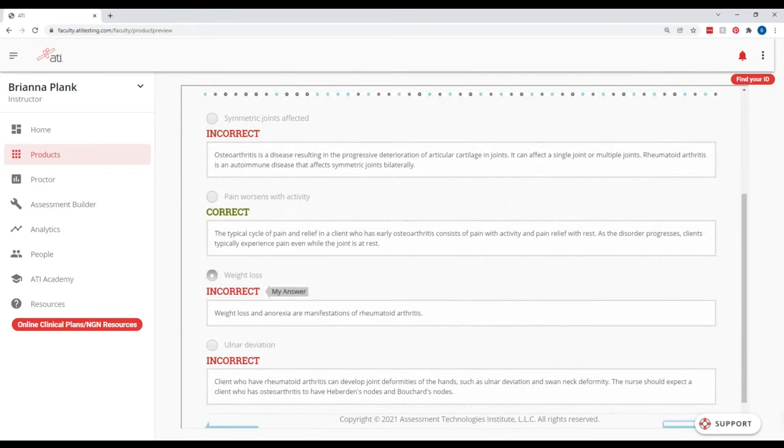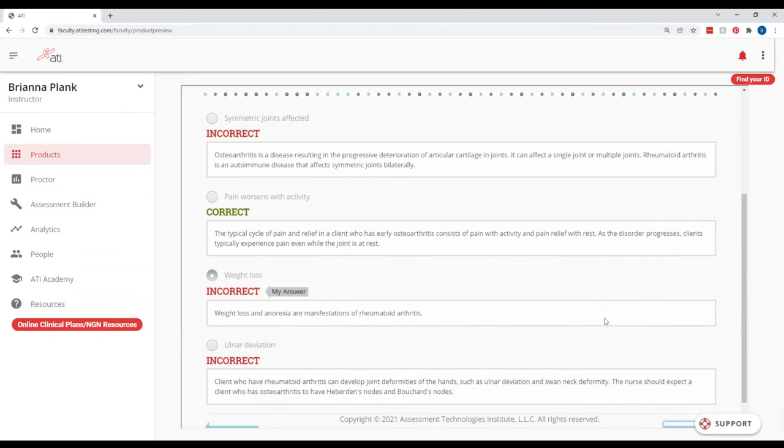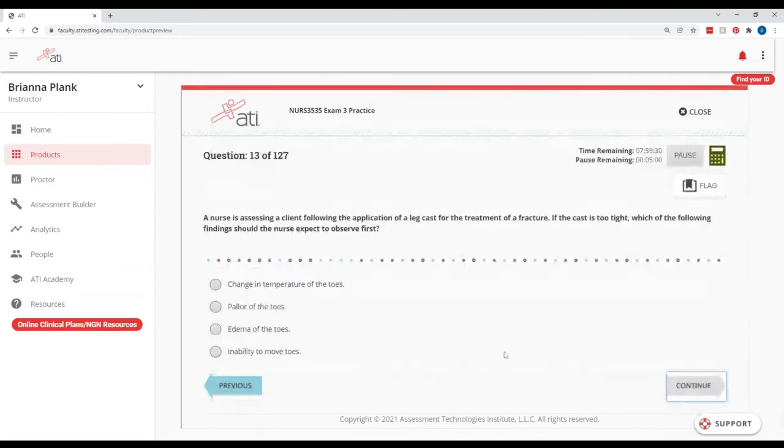And then this is, so ulnar deviation, changes in the joints, weight loss, and symmetric joints being affected, we're going to associate with rheumatoid arthritis. And we're going to remember that in osteoarthritis, we're going to have pain with activity and then relief with rest. It's okay. I haven't seen it either. I'm guessing some of these.